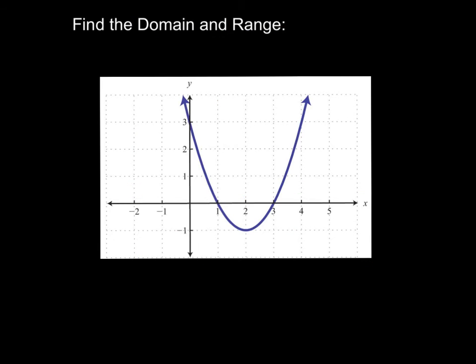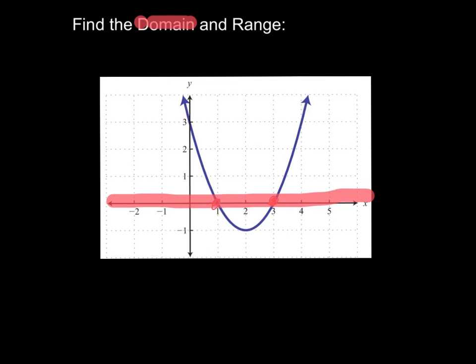So again, let's start with domain. Highlight your x. A lot of you have a misconception that the domain is these points. No, these are the x-intercepts. Remember, domain is kind of like how wide is your graph.